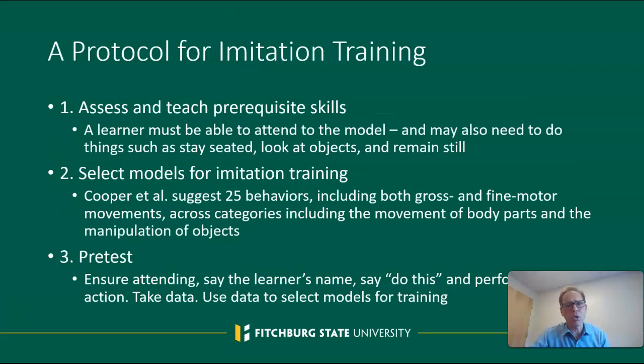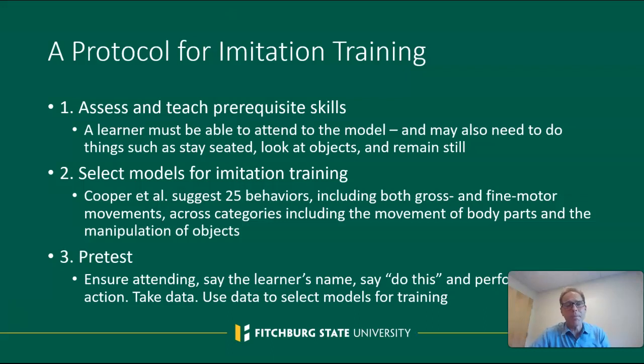So Cooper has a protocol for imitation training that has several steps. The first step is to assess and teach the prerequisite skills. So in order for imitation training to be effective, the learner has to be able to attend to the model. The learner may also need to be able to do things such as stay seated, look at objects, remain still, but at a very minimum, if the learner doesn't have solid attending skills, they're not going to be attending to the model consistently enough for imitation to be able to take hold. So if a learner does not have those prerequisite attending skills, we may need to teach those before moving into formal imitation training.